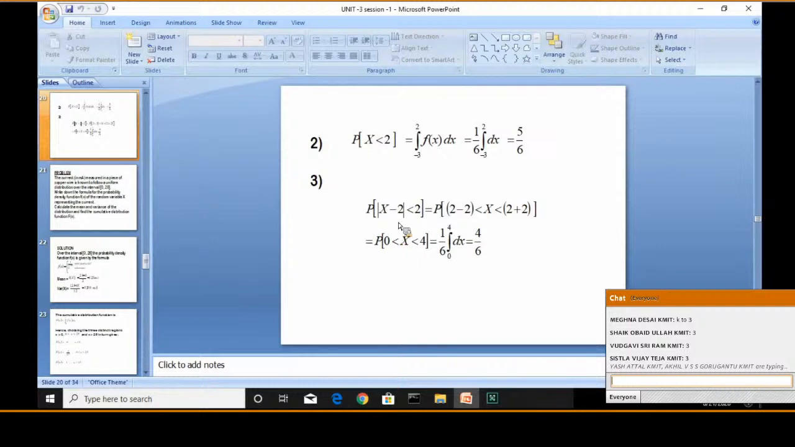Probability of mod of x minus 2 less than 2. Mod x, negative value and positive value we will be taking. So we are getting 2 minus 2. This 2 is going here, this 2 with positive value is going to the right side. 2 minus 2 less than x less than 2 plus 2. Mod sign we have removed. So we are getting 0 less than x less than 4. So 1 by 6 within the limit 0 to 4 dx. So we are getting 4 by 6.